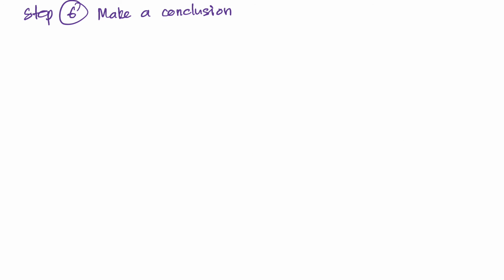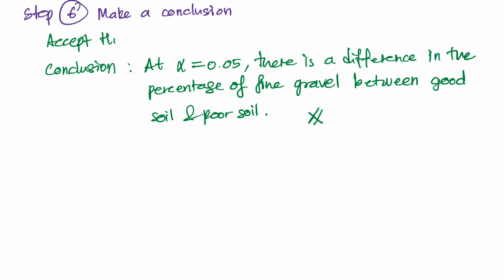The final step is to make a conclusion. Since we accept the alternative hypothesis, we can conclude that at alpha equal to 0.05, there is a difference in the percentage of fine gravel between good soil and poor soil. So this wraps up the solution for this problem.